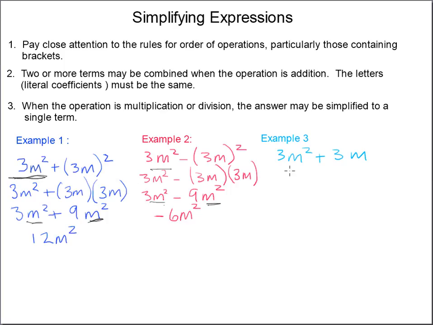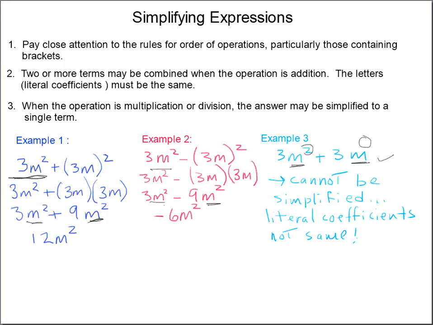Take a quick peek at this one. 3m squared plus 3m. Aside from having the same numerical coefficients or numbers, what do you notice about your letters? Well, they're the same letter, but there's an exponent here, and there's nothing here. So these aren't considered like. We can't add these. That is as simplified as you can get. So you would simply leave that as is in terms of simplifying. And of course there's your reason written down. Can't be simplified because the letters or the literal coefficients, they're not the same.